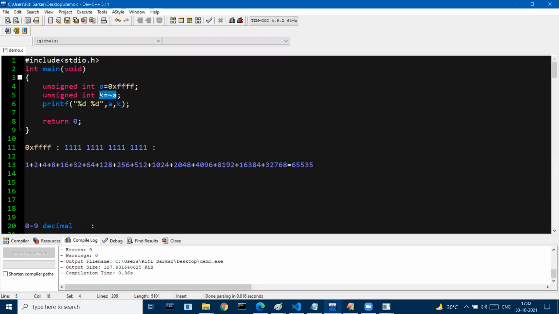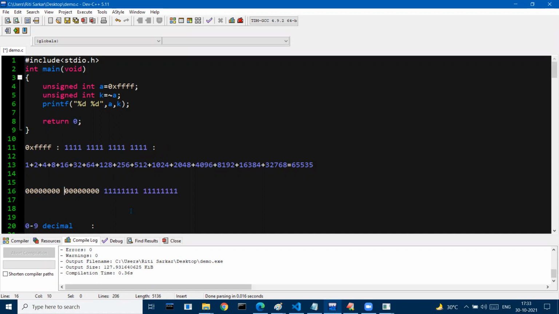Next. Complement of A should be given to K. Yesterday I learned the complement operation. Currently, this is your A. Make it complement. Sir, before making it complement, do one thing: make the number a 32-bit representation. What do I need to do here? 1, 2, 3, 4, 5, 6, 7, 8, another 8 zeros I added.